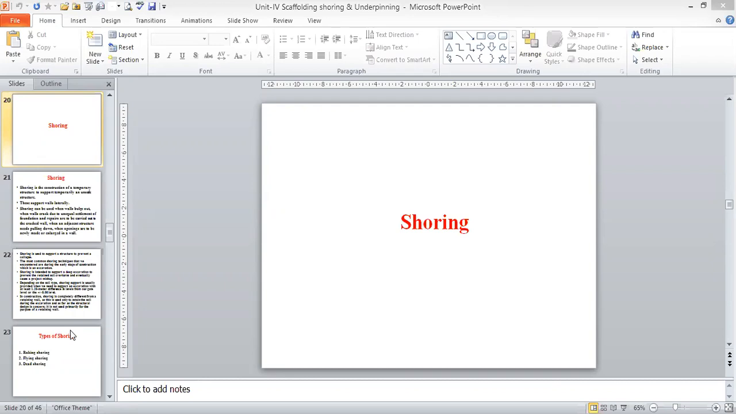This we discussed in yesterday's class. Today's class we are coming to shoring. What is meant by shoring? Where do we use shoring, and what are the different types of shoring available?